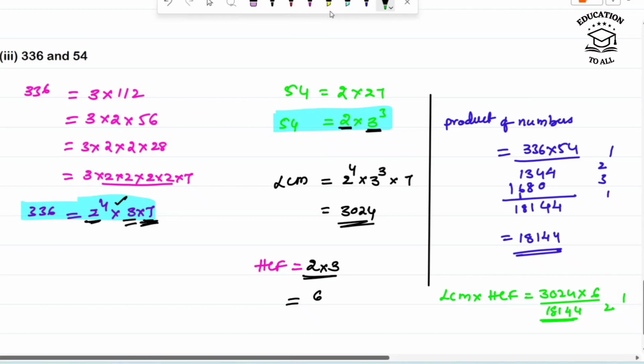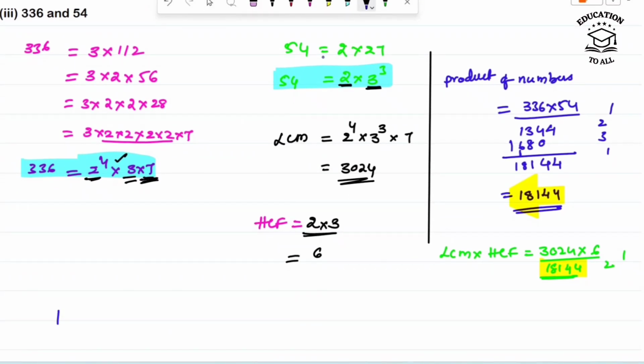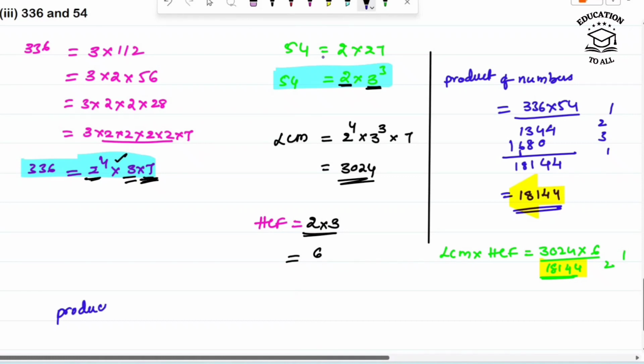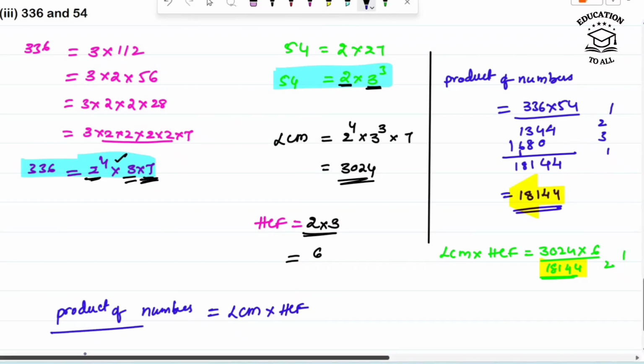So cross check both answers. In the first product we got the same 18,144. Therefore, we can say that for this question also, the product of numbers is equal to the LCM of those numbers into the HCF of the numbers.